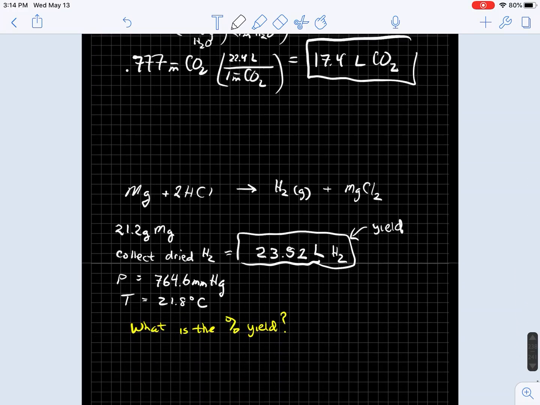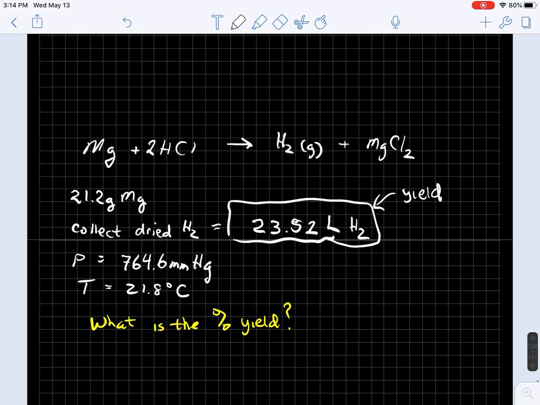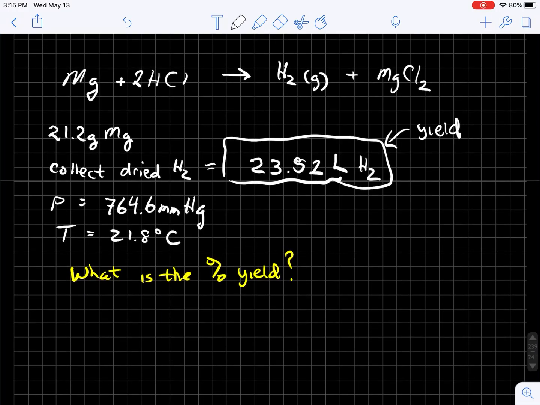All right, now the last problem. A little bit of lab, since we didn't get to do this lab, which is a shame because it's a very cool lab. Let's say we're going to take a piece of magnesium metal and we drop it into a strong acid like hydrochloric acid. Now the hydrochloric acid is in excess, and we're going to use 21.2 grams of magnesium. So I'm going to label this my lab data. All right, 21.2 grams of magnesium.